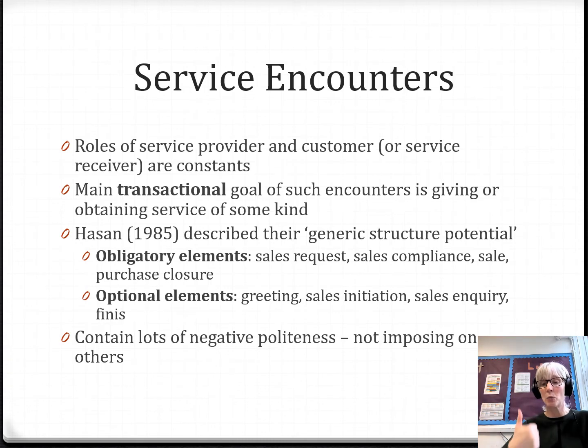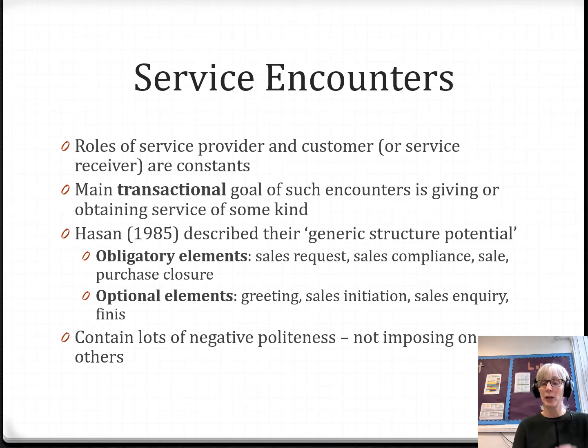So if you're being very quick, these are the minimum things. The person who wants the sale requests it. This is what I like. The person who's serving them says, I can help you. The sale, and then some sort of purchase closure. If you have more time, if it's a longer service encounter, you can have other elements. But the obligatory elements have to happen in that order. And in fact, when you look at the optional elements, they also have to happen in a certain order.